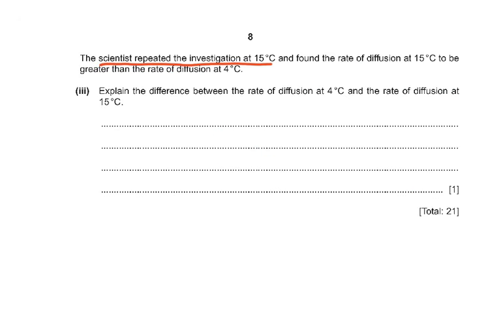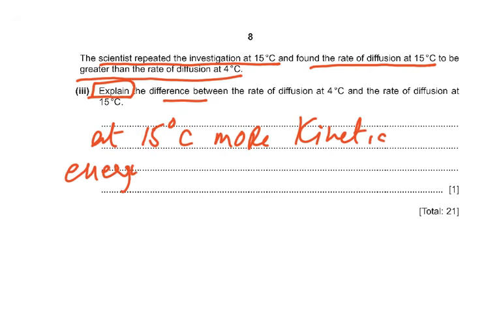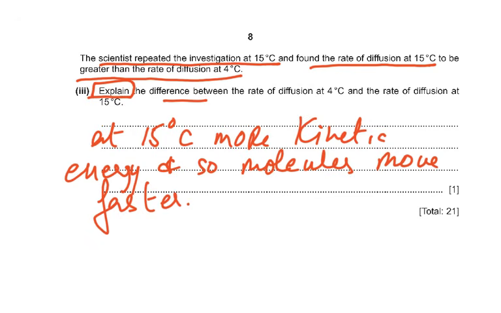The scientists repeated the investigation at 15, found the rate of diffusion at 15 to be greater than the rate of diffusion at 4. Explain the difference. When it says explain, then it's biology. It was a very simple thing. At 15 degrees Celsius, naturally, there will be more kinetic energy. More kinetic energy will result in more collisions, and so molecules move faster. So the rate of diffusion will be faster.